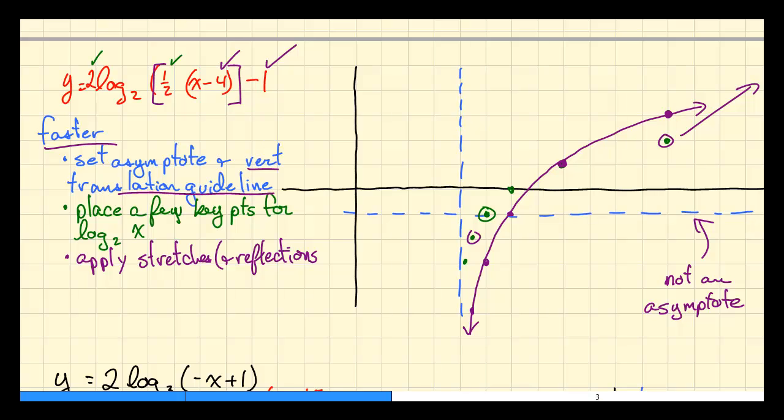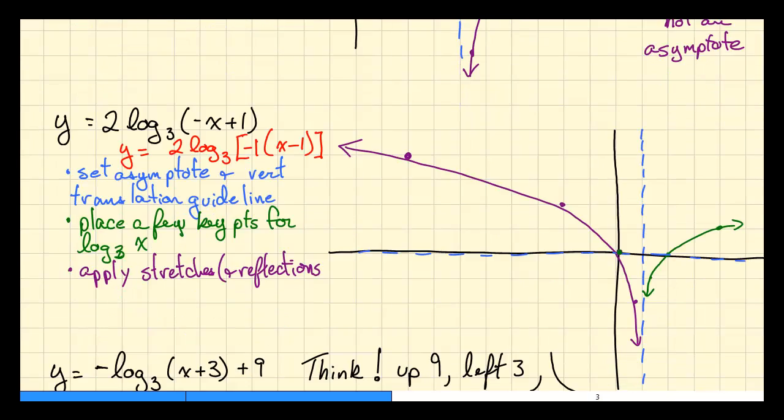Okay. Let's try that again. Log base 3 of negative x plus 1. Now in this one, if I factor out the negative, I get 2 log base 3 of negative 1 times x minus 1. Okay, so first, I set my asymptote and vertical translation guide. Well, my asymptote is just moving to the right one. I don't have a vertical translation, so I've drawn an imaginary dotted line here, but really it's just my x-axis.